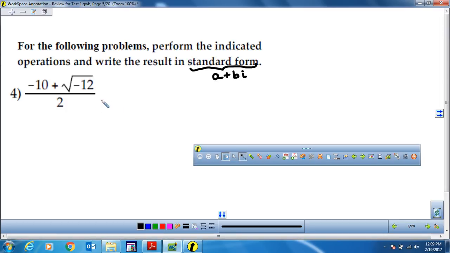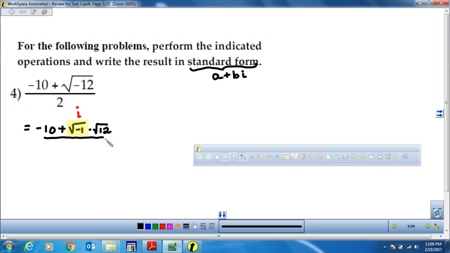The first thing that we have to do is simplify that square root. Remember that the square root of negative 12 is the same thing as the square root of negative 1 times the square root of 12. And the square root of negative 1, remember, makes it a non-real solution. The definition of the square root of negative 1 is i. So that's basically what we get there. So I'm going to do that first. Negative 10 plus, and that becomes i times the square root of 12.